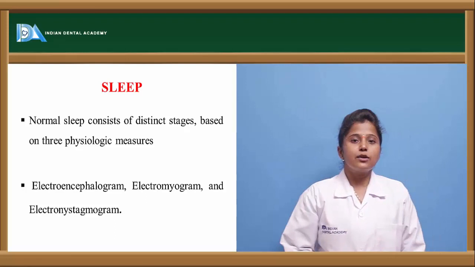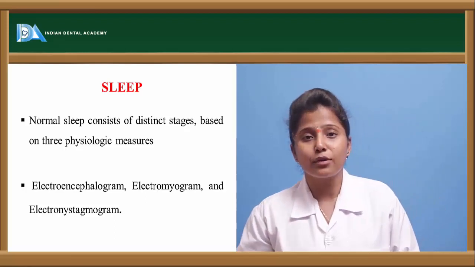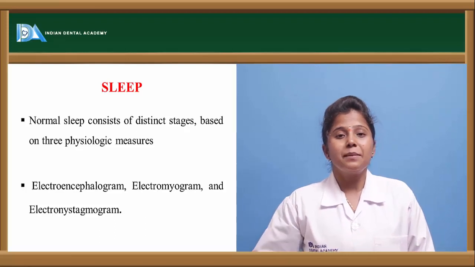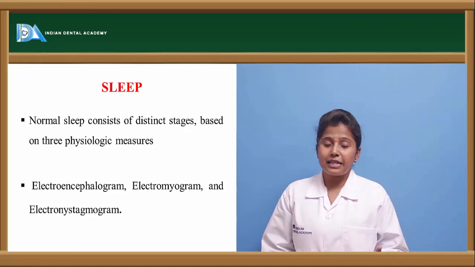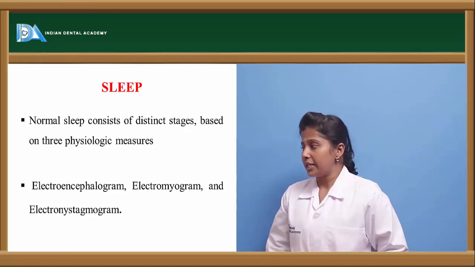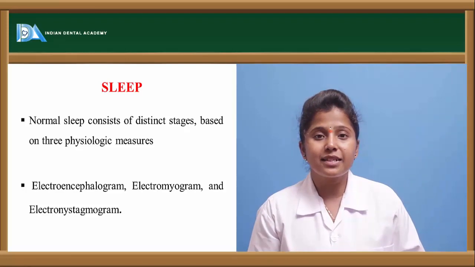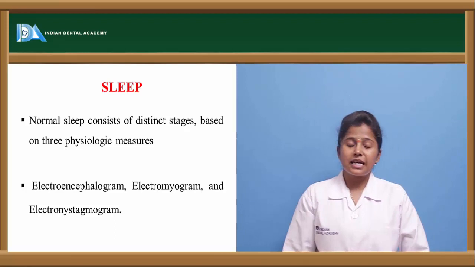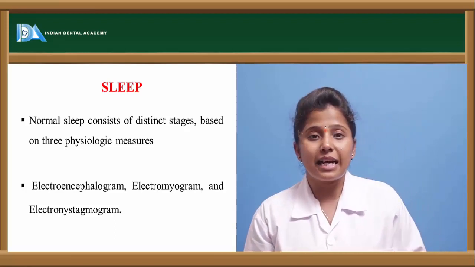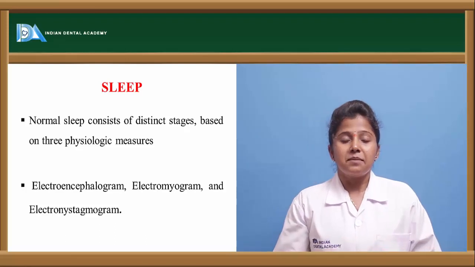An electroencephalogram is a graph where the electrical activity of the brain can be projected. An electromyogram is a graph where the electrical activity of the muscle can be recorded. And an electronystagmogram is a graph where the rapid eye movement can be observed.